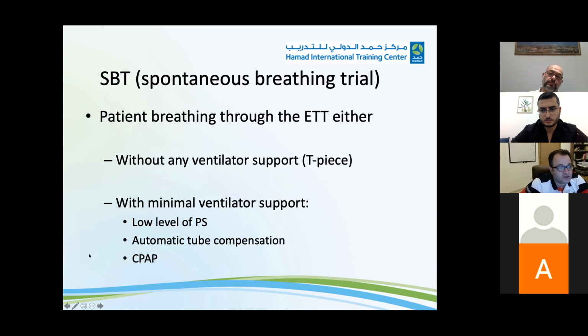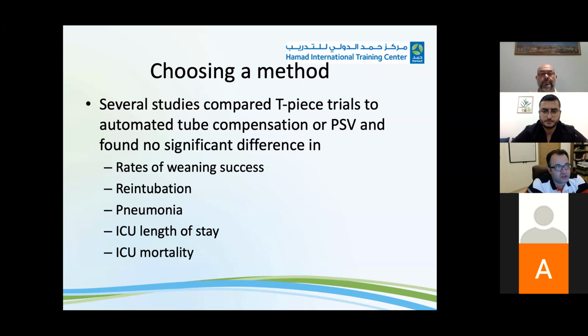So some ventilators have a mode called automatic tube compensation, or ATC. So the ventilator will give the least amount of pressure support to overcome the airway resistance. So that's another way. So there's ATC, automatic tube compensation, low level of pressure support, like 5 or 6 of pressure support, T-piece, and you also mentioned the SIMV.